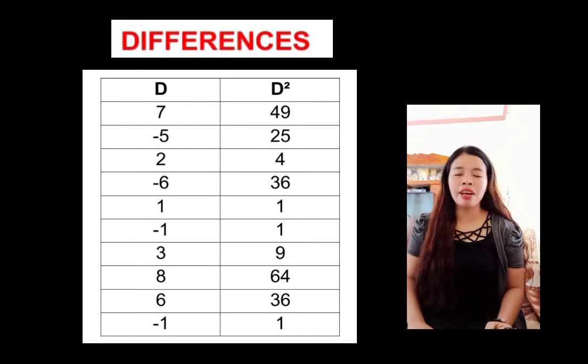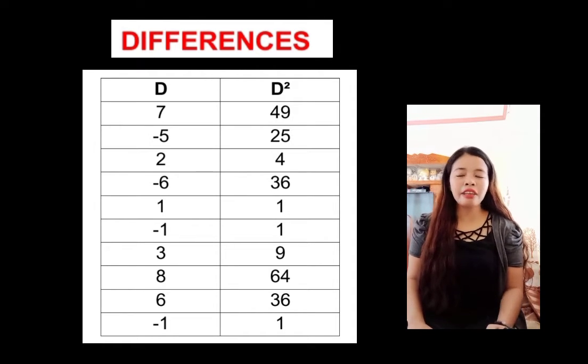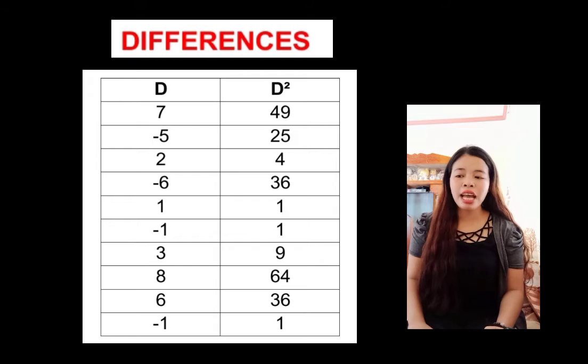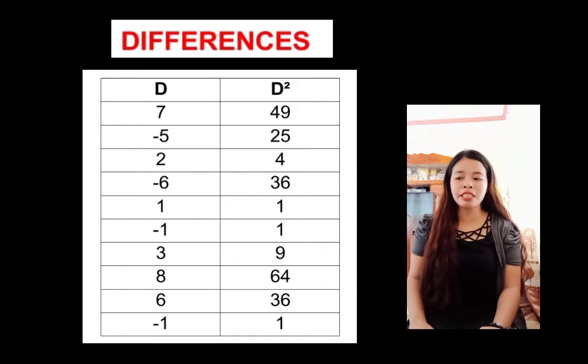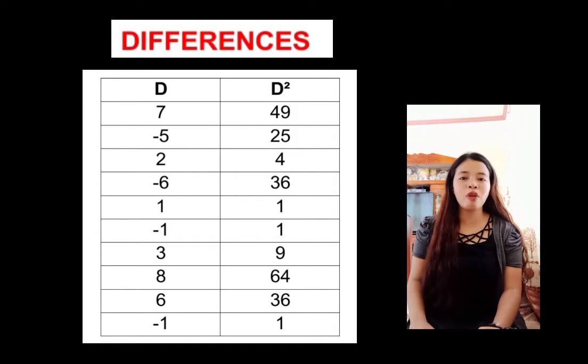So 7 times 7 is equal to 49. Negative 5 times negative 5 is equal to 25. 2 times 2 is equal to 4. Negative 6 times negative 6 equals 36. 1 times 1 is equal to 1. Negative 1 times negative 1 is equal to 1. 3 times 3 is equal to 9. 8 times 8 equals 64. 6 times 6 equals 36. And negative 1 times negative 1 is equal to positive 1. So that is our D squared.